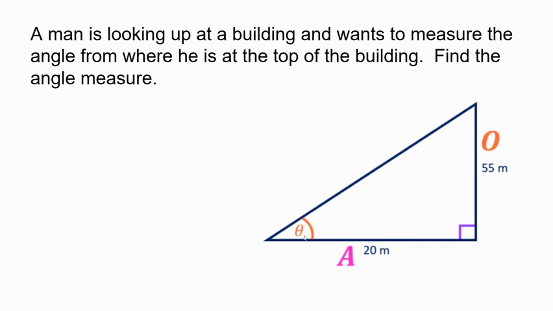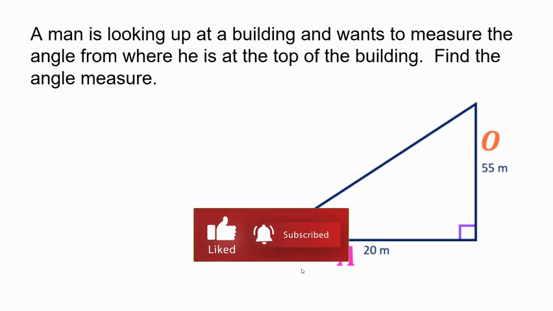I've labeled that angle with the Greek letter theta. Also, we know the height of the building is 55 meters, and I have that on the vertical side. And the man is standing 20 meters from the bottom of the building. So we have this drawing here to help us.